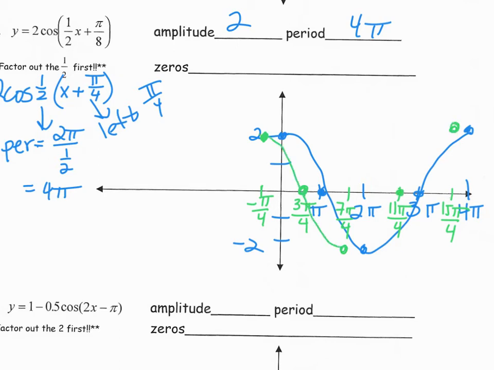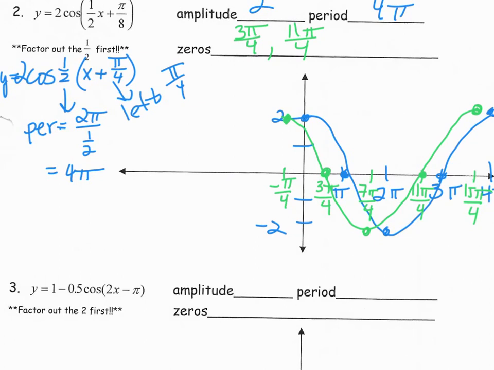Okay, so the zeros now become 3 pi over 4 and 11 pi over 4. These are kind of tough, but I do want you to try the next one. And now that I'm looking at the next one, let's do something here real quick. Let's take out the 1 at the beginning. Do me a favor, just take out the 1. Don't worry about moving it up 1. Just worry about the negative, the 0.5, and then make sure you take the 2 out before you start graphing it.